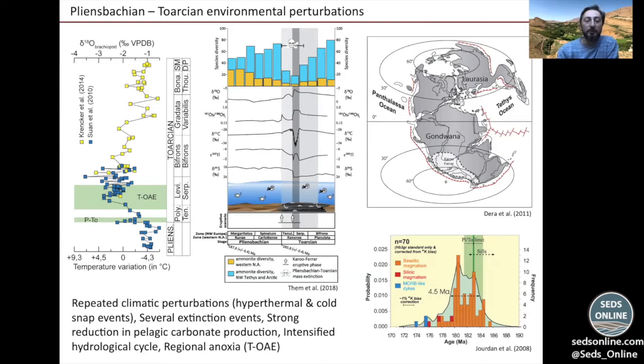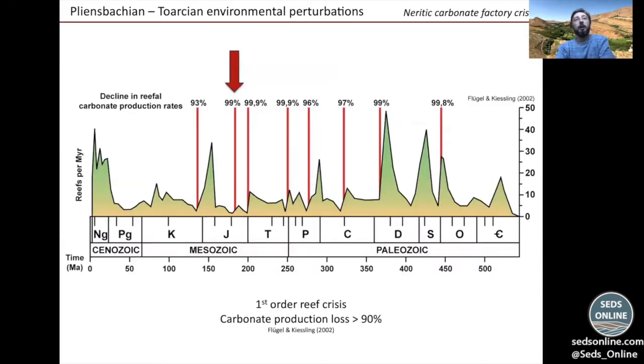And if we turn and look at the neritic environment, the first thing we can see, in this very nice compilation from Pflug and Kissling, is that it also coincides with the first order reef crisis. So we are losing during this event 99% of the reefs, if you look at the number of occurrences of reefs in different basins per million years. So it's a very drastic event. It's one of the major events in terms of reef perturbation, right?